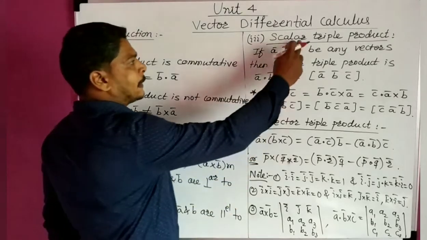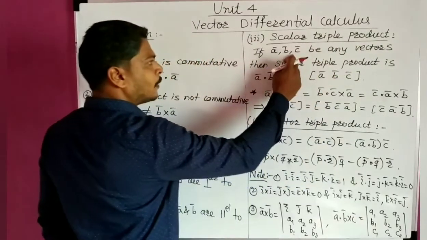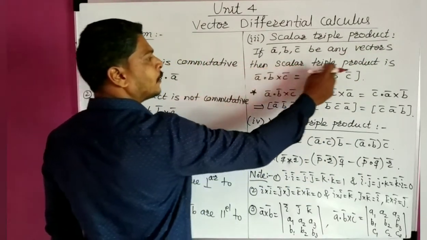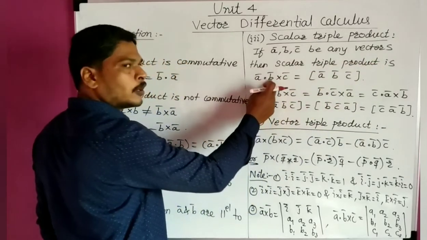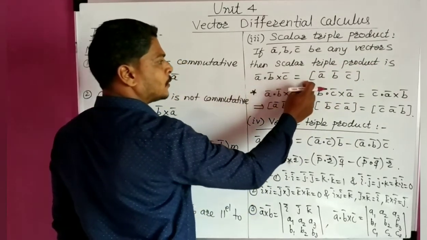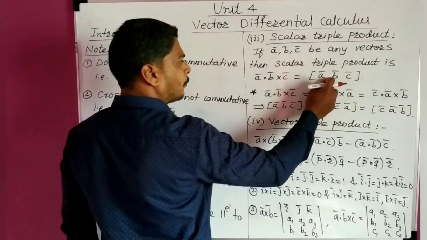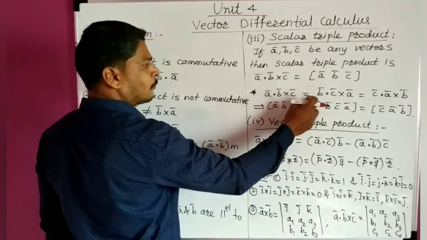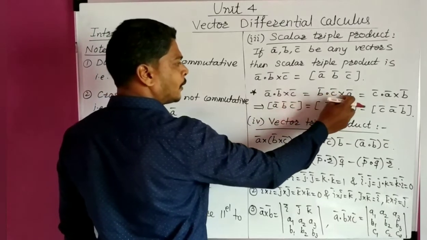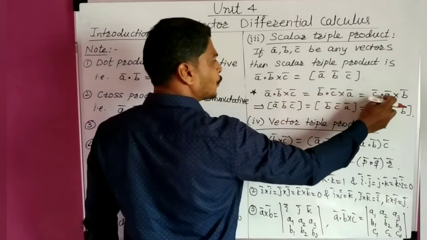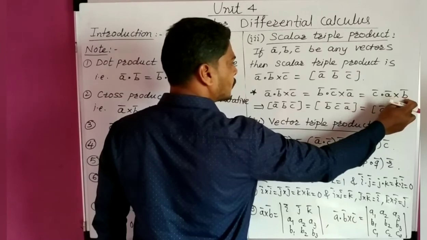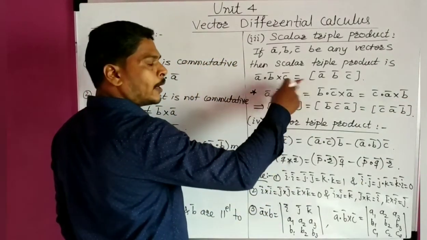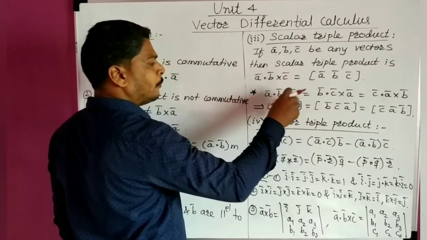Next product is scalar triple product. If a bar, b bar, c bar are any three vectors, then scalar triple product is a bar dot b bar cross c bar. This is also written in square bracket as a bar b bar c bar. So a bar dot b bar cross c bar is equal to b bar dot c bar cross a bar, equal to c bar dot a bar cross b bar. So we can interchange the order of a, b, c.